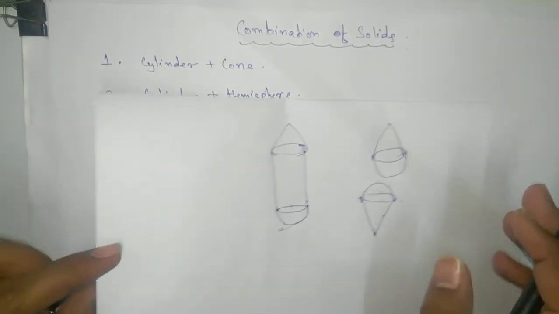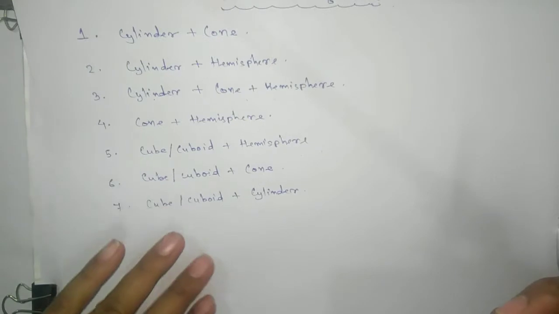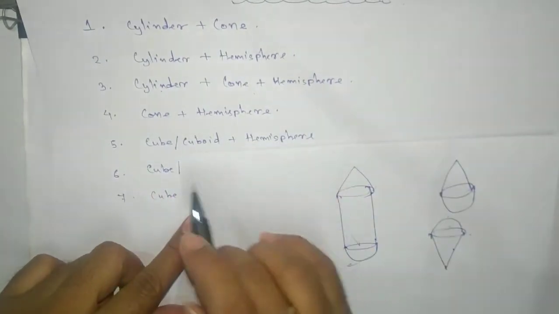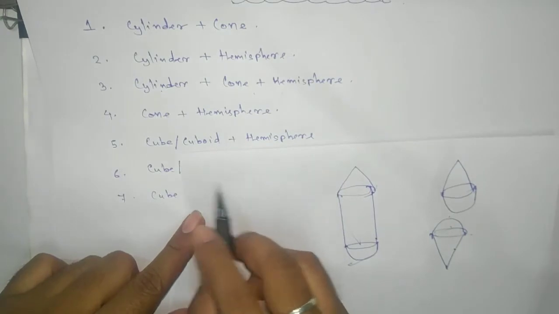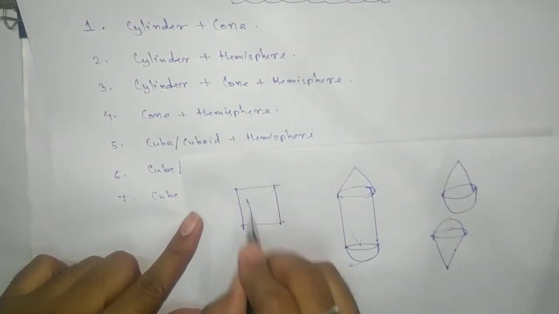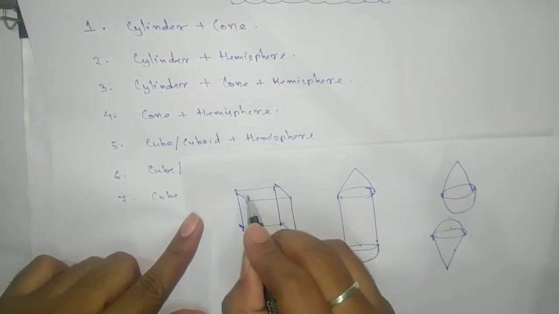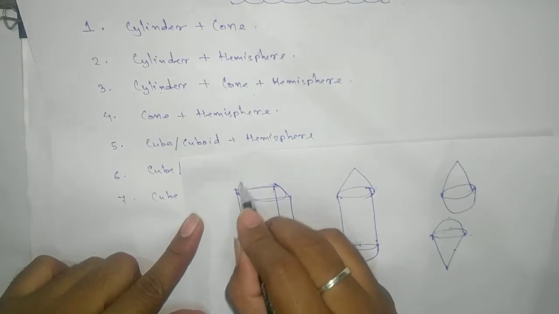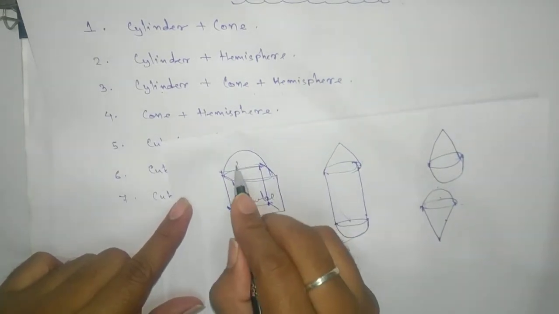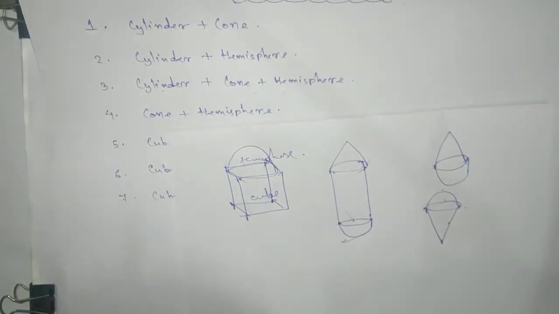Now we're going to see cube and cuboid. Cube, cuboid and hemisphere. Generally it's provided for a cube only. You can see somewhere a dome is there. So that is the gumbad example. Here you will get this example for cube plus hemisphere. This question may be given to you.